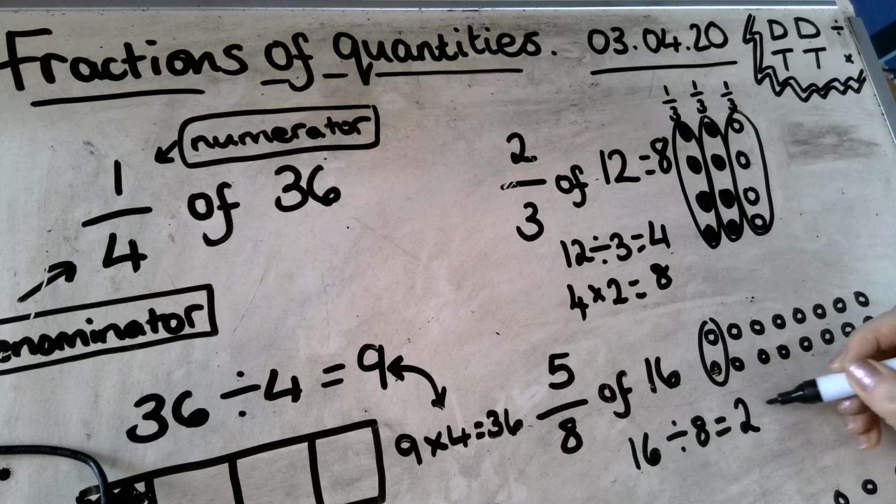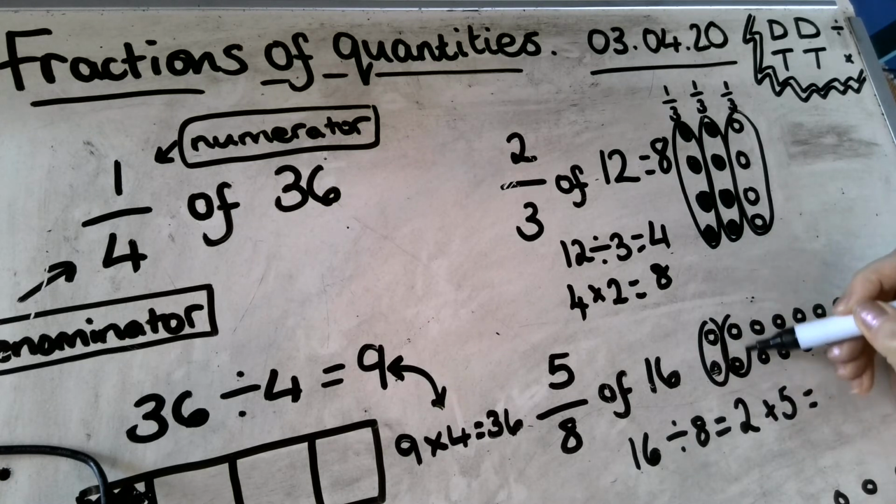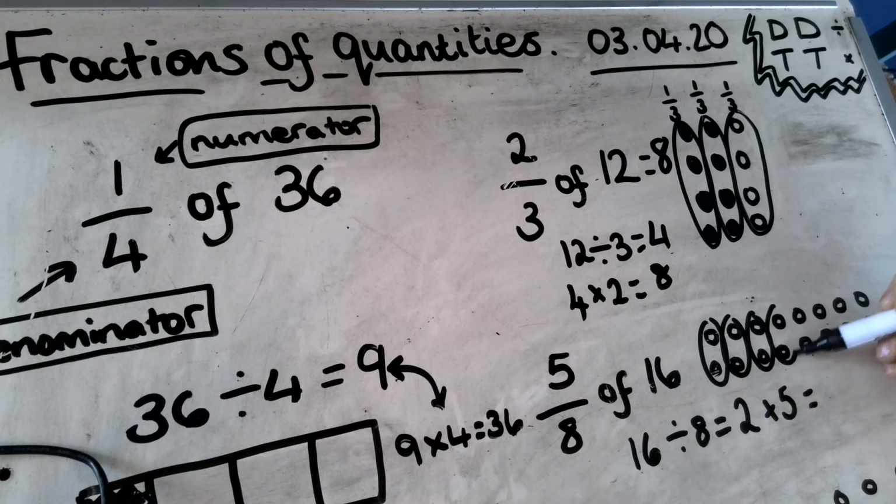So 1 group here, 1/8, I can see is 2. We now need to times by the top. So I need 5 groups. 1, 2, 3, 4 and 5. So you can either count the circles or you could do 2 times 5 in your head, which gives you 10. So 5/8 of 16 equals 10.